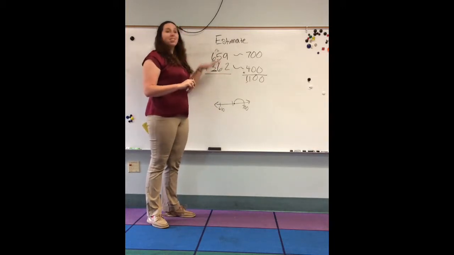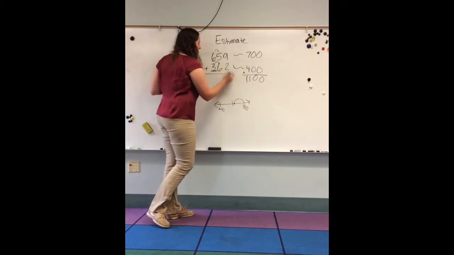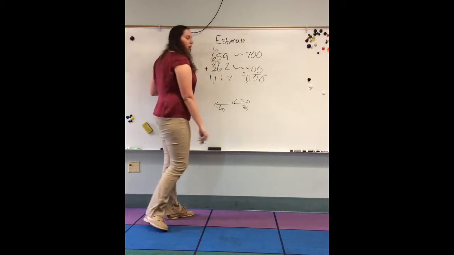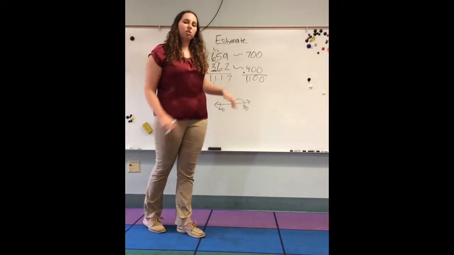Now just to check, I'm going to go over here, I'm going to do my addition problem without estimating the answer to see if it's anywhere close. 9 plus 2 is 7, 5 plus 6 is 11, 6 plus 3 is 9, plus 1 is 11. 1,117. Our estimate was 1,100.